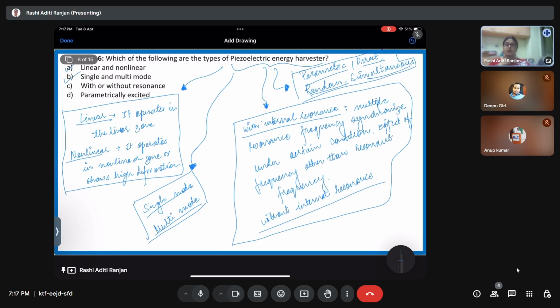Third one is with or without internal resonance. Yes, we know that there could be the internal resonance or there could not be the internal resonance. So C is also a correct option. And talking about D, parametrically excited. Yes, parametrically excited is a type of piezoelectric energy harvester. However, along with parametric excited, direct excited, random excited, and simultaneously excited are also the probable options. So all the four options are correct.